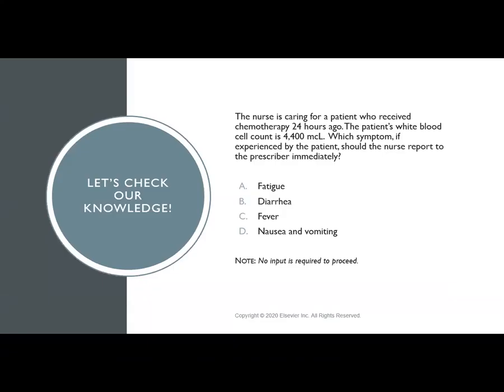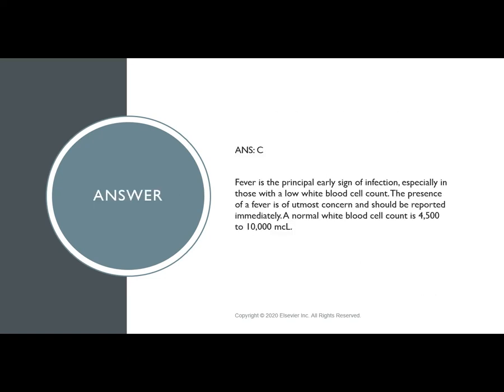Okay, so the nurse is caring for a patient who received chemotherapy 24 hours ago. The patient's white blood cell count is 4,400. Which symptom, if experienced by the patient, should the nurse report to the prescriber immediately? So this is a patient who has what? Below normal white blood cells. So they're already neutropenic. So if they're neutropenic, then I'm thinking about my white blood cells. So what I'm going to be concerned about more than anything else is a fever, because a fever in an immunocompromised patient can be considered deadly.